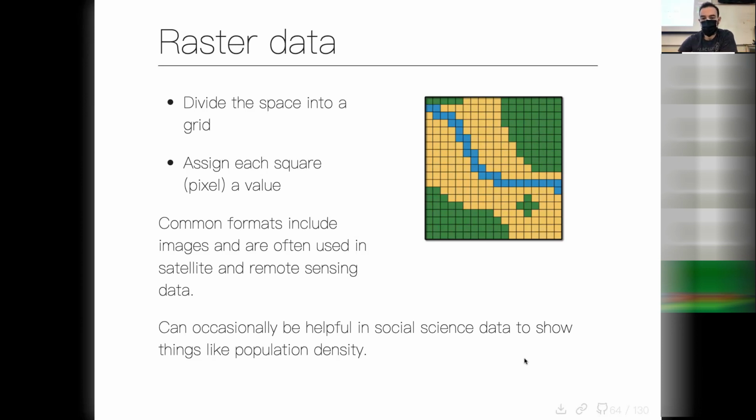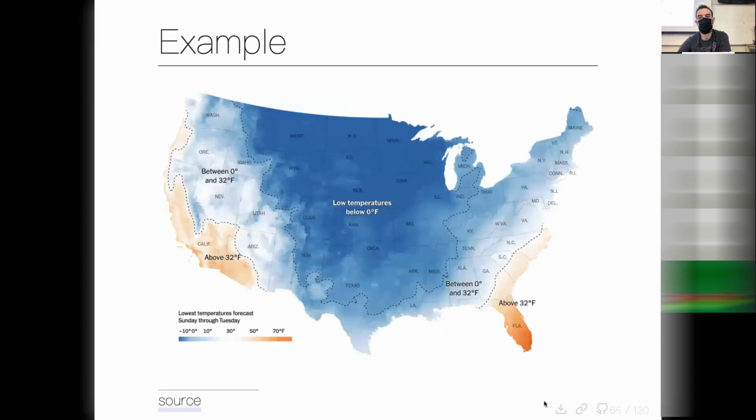So as I said, it can occasionally be helpful in social science data. This is an example of actually mixing the two. This has vector data underneath it, and then it has raster data overlaid on top of it. Almost always, that I have seen anyway, in social science research, if you're using raster data, it's a mix of the two, usually raster data being plotted on top of the vector data.